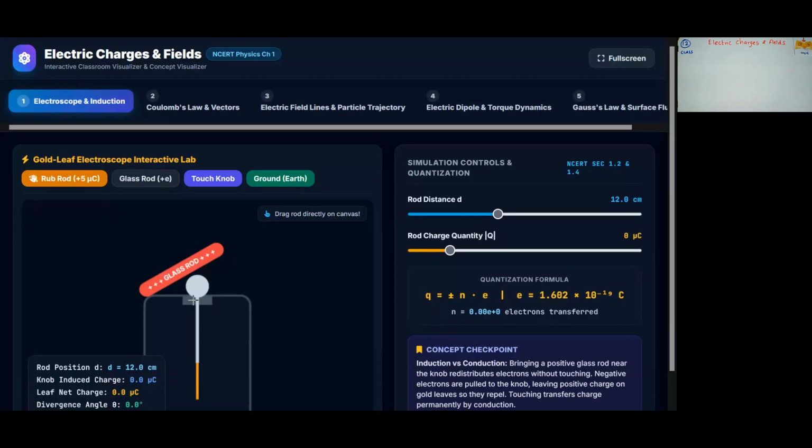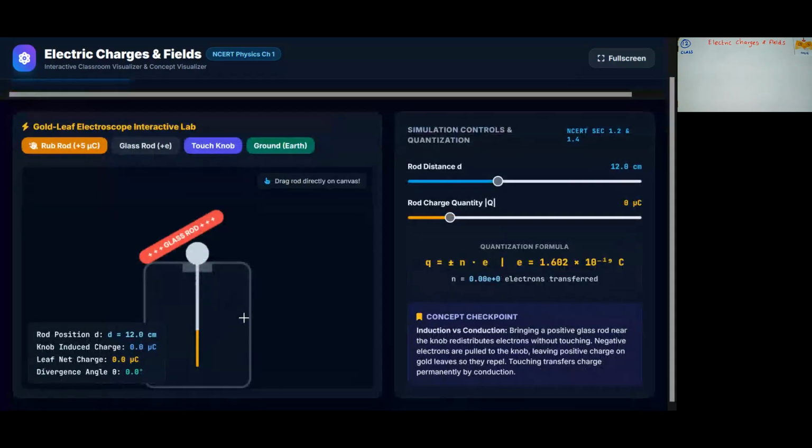Look at the main screen. We have a virtual gold leaf electroscope. It consists of a vertical rod connecting to the conducting knob at the top and the two gold leaves at the bottom, housed inside a grounded glass jar. Is it clear?